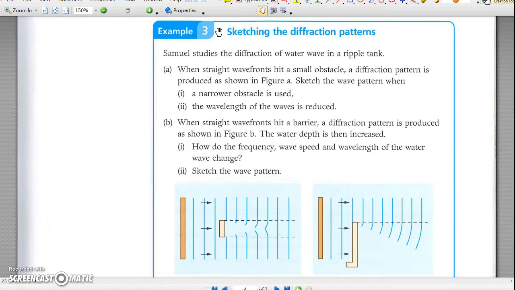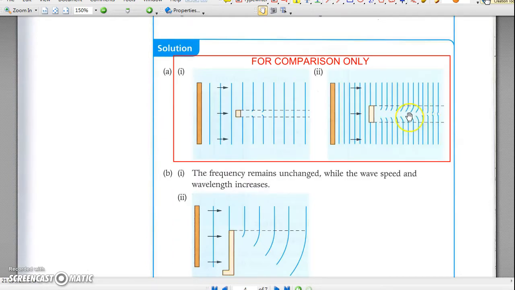In example 3, sketching the diffraction patterns. There is an obstacle. The wave diffracts after it passes next to the obstacle. In part A2, the wave with smaller wavelength does not diffract much, producing a longer shadow of the obstacle.